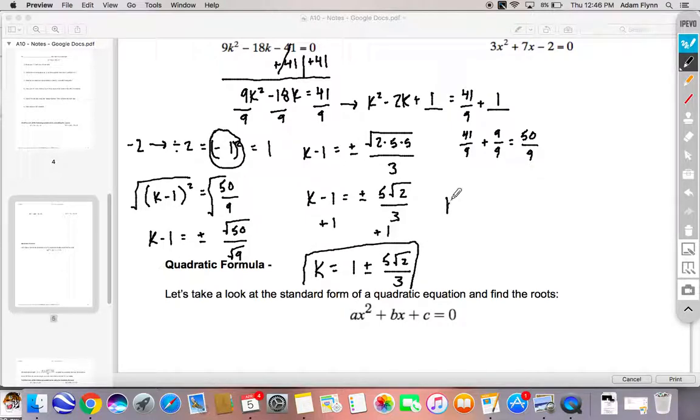but you could also have it like this. K equals 1 plus 5 square root of 2 all over 3, and k equals 1 minus 5 square root of 2 over 3. And we can do that because that's all that plus or minus means down here. Okay, we have 2 different solutions.